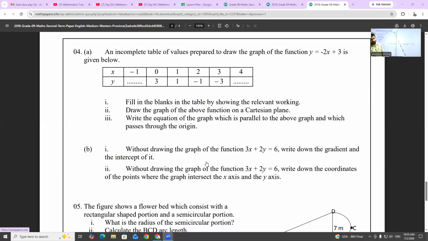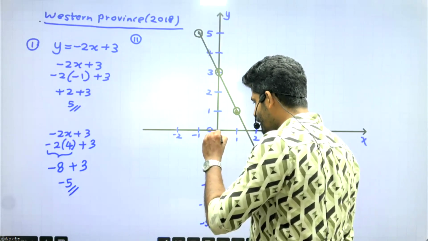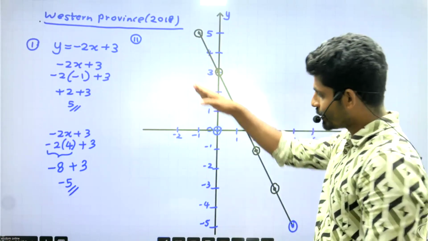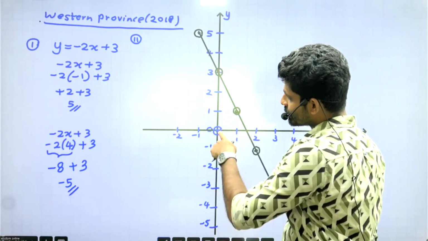Question number 3. Write the equation of the graph which is parallel to the above graph and passes through the origin. What is the origin? Passing through the origin, right? So that means the 3 we need to change to 0.